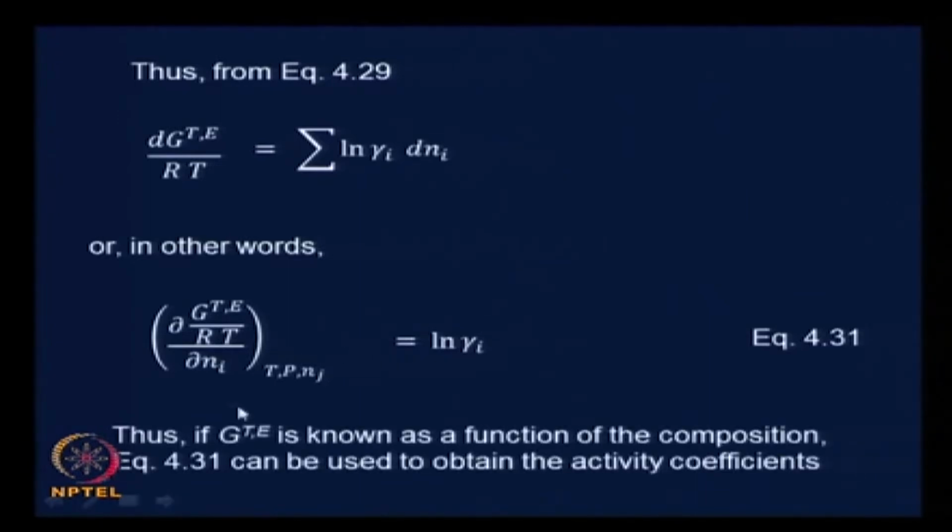Therefore this is what we were getting at. If GTE is known as a function of the composition, then GTE by RT is known as a function of composition, and one can use this relationship between GTE and gamma i to get an estimate of gamma i. Equation 431 can be used to obtain the activity coefficients. So this gives us one means of estimating the activity coefficients of a component i in a particular solution.